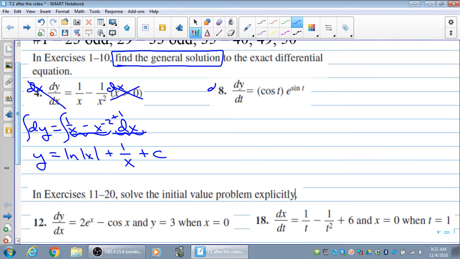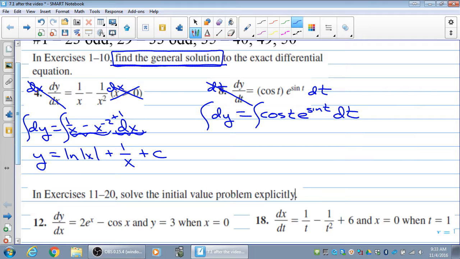So over on number 8, our very first step, when it says find the general solution, it means back up to the original function. We're going to multiply both sides by dt. Those cancel out. dy is equal to cosine of t e to the sine t dt. Now in this chapter, we're going to discover a process to actually find the integral of this. But this one, you don't even need the process that you're going to learn. Not for this particular one, I don't think. The integral of 1 dy is y. The integral of this is e to the sine of t plus c.